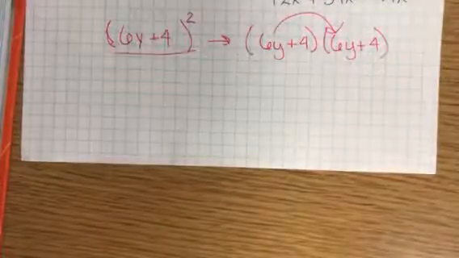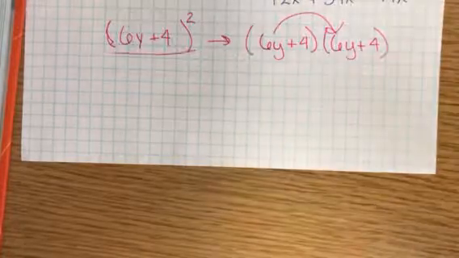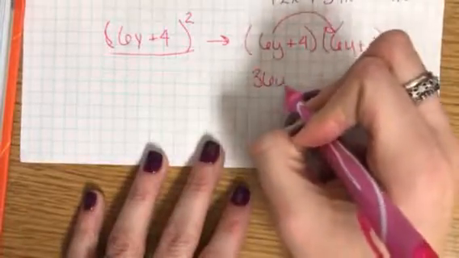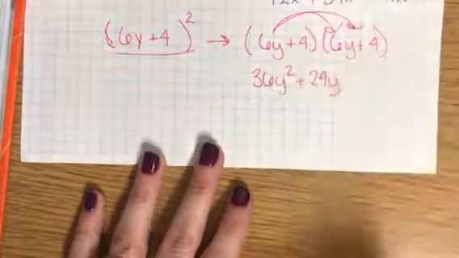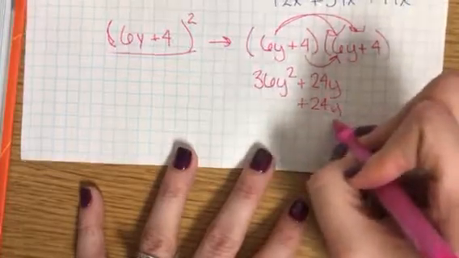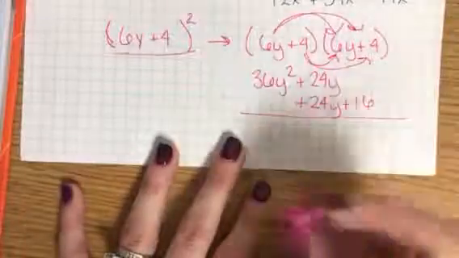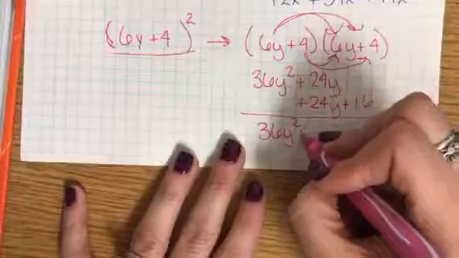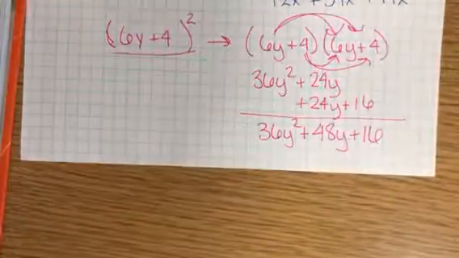Okay, that's the good news. Once you know the process, even though the problem might not have the same terms combining, it might have different exponents, the process is going to be the same. So we'll get 36y squared plus a 24y plus a 24y plus a 16. So after we combine like terms, our final answer will be 36y squared plus 48y plus 16.